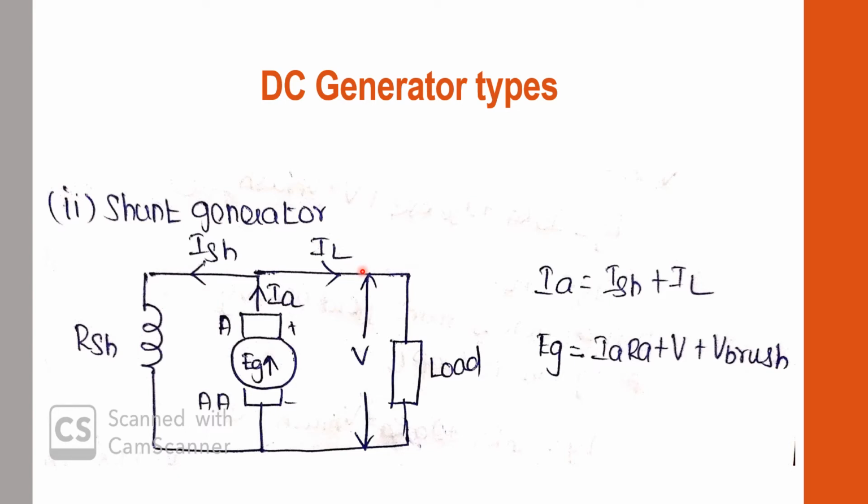Now we want to write down the VI relationship equation in the shunt generator. We have to apply KVL in the second loop. So EG equal to IA into RA plus V plus V brush. We also have to write down the current relationship. At this node, if we apply KCL, then IA equal to ISH plus IL. So this is the shunt generator current voltage relationship.